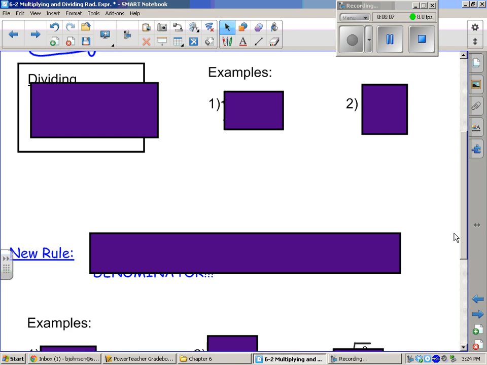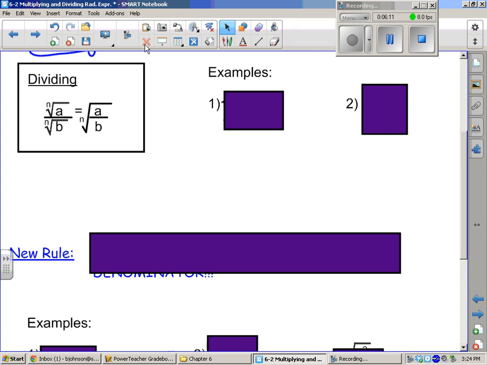Kendall taught us a multiplying rule, so I'm going to teach you a dividing rule. It's very, very similar. It says that if you have two things with the same little root, it's called an index, you could put them underneath the same radical, and we're going to use this a lot. If you try putting it under the radical, what that allows you to do is simplify the fraction first, and a lot of times that can make your numbers smaller, and therefore easier to work with. So let's do a couple of those.